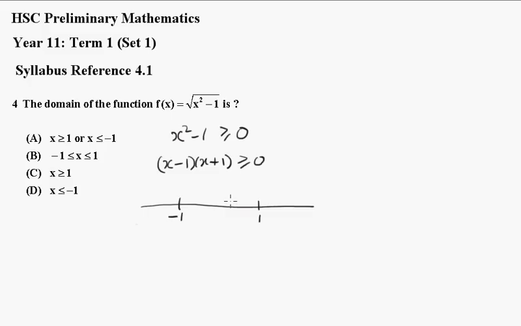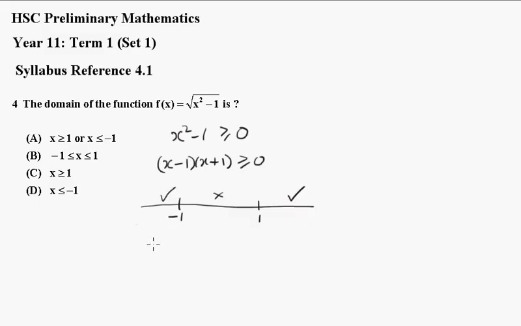Now that breaks this up into three regions. Testing this one here, putting say 2 in there, we can see that's going to be 1 times 3, which is going to be greater than 0, so that's okay. But when we put 0 in here, or some other point, we'll find that that's going to be negative, so that can't be right. But putting negative 2 in here, that makes that negative and that negative as well, and we multiply them together, we get a positive result, so that's correct.